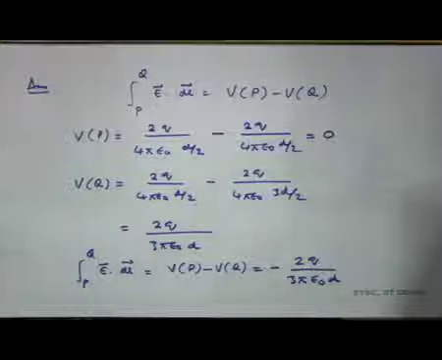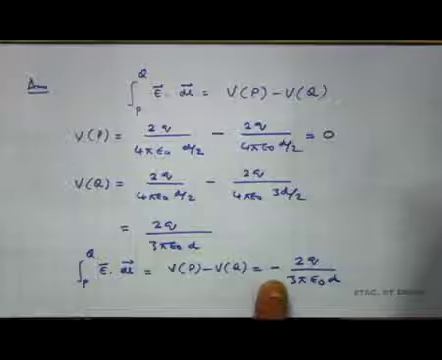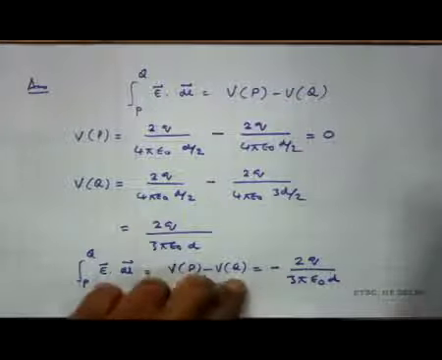Now I leave it as an exercise to you to please think what is the significance of this minus sign here. Integral p to q E dot d l is minus 2 q by 3 pi epsilon 0 d. So, please give a thought as to what is the significance of the minus sign in this equation and try to analyze why there is a minus sign.